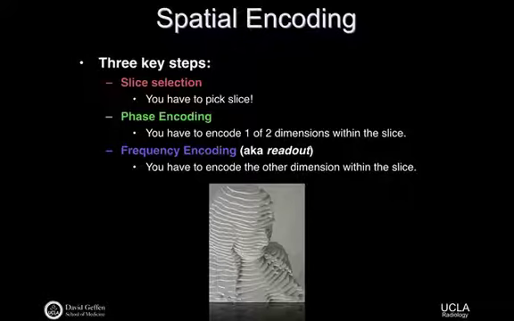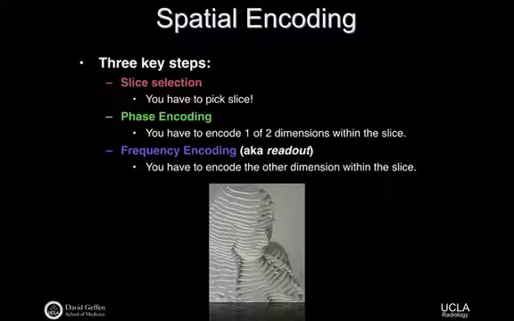Once you've excited a slice, there's two dimensions of information we still have to get. We can call them different things, but we have to get two more dimensions, right? So in principle, you can think about trying to get the information that provides you pixel intensity information in an X and Y direction or something like that. But we've sort of seen that we don't actually measure pixel intensities, right? Not in image space. We measure signal intensities in the Fourier space, in k-space. And so we have to figure out a way to move around in two dimensions. And we do that through a process called phase encoding and through a process called frequency encoding.